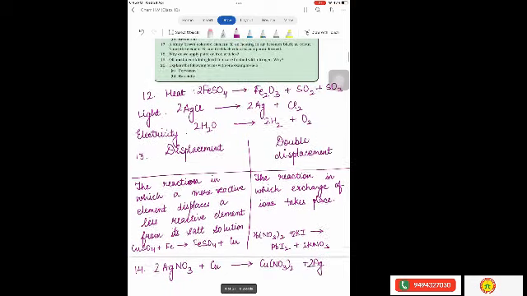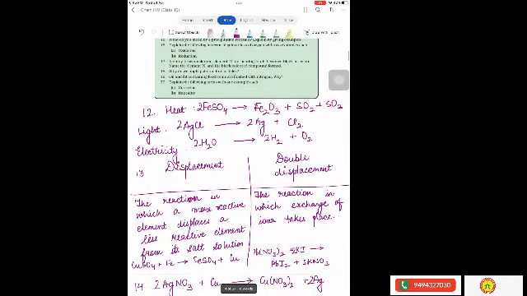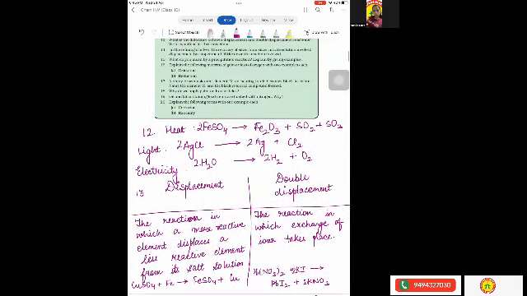Good. Ma'am, does a double displacement reaction always have two compounds, or can it have more? No, always two only. Not more than two, and both of them are salts only. Okay, ma'am. Fine. Okay. So Abhigya, now you can answer me the 15th question.